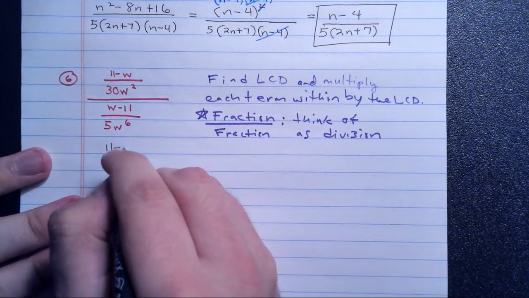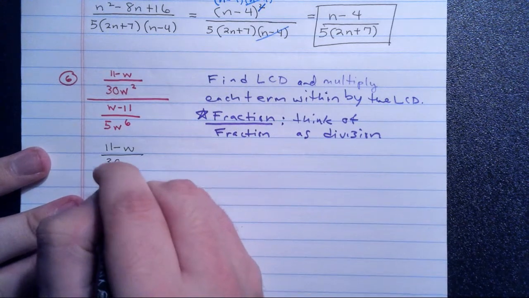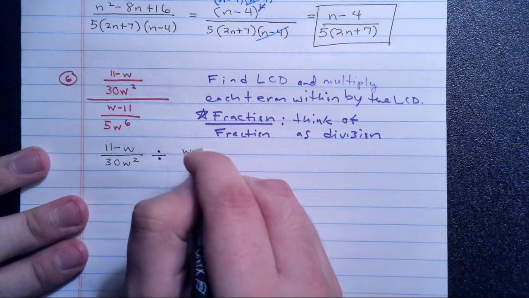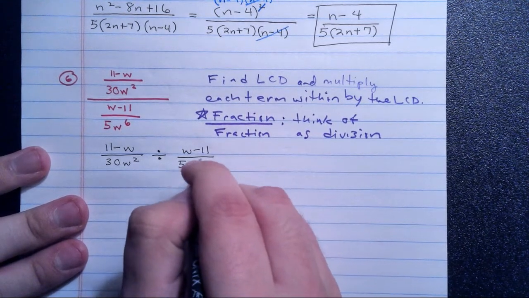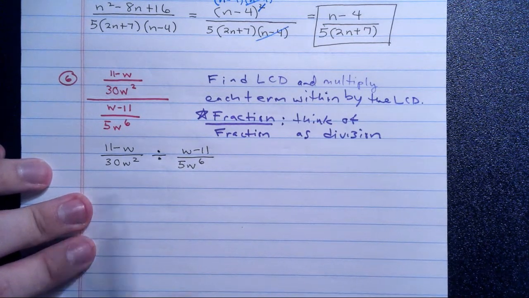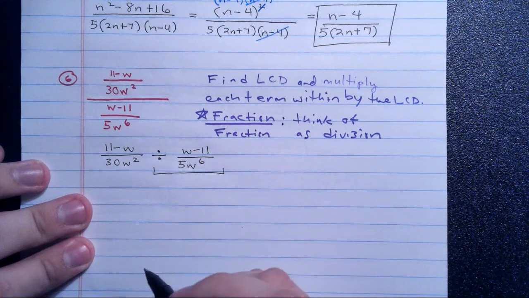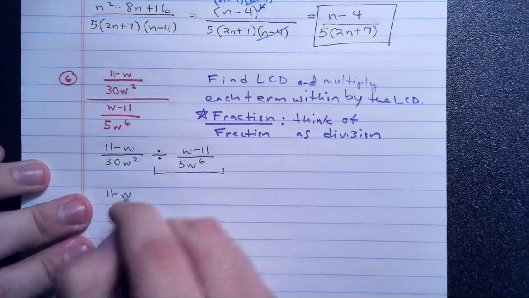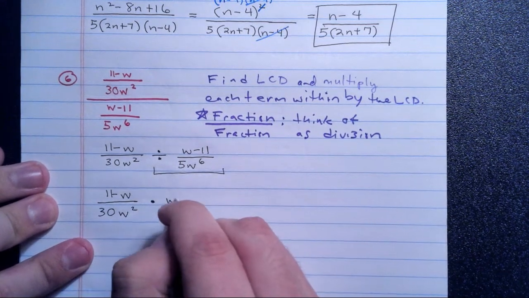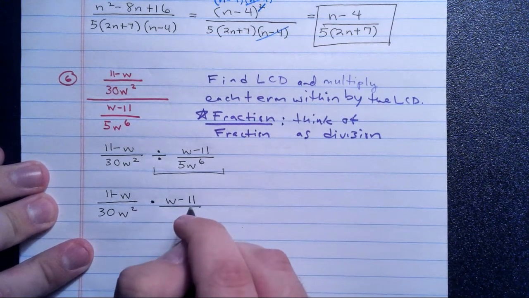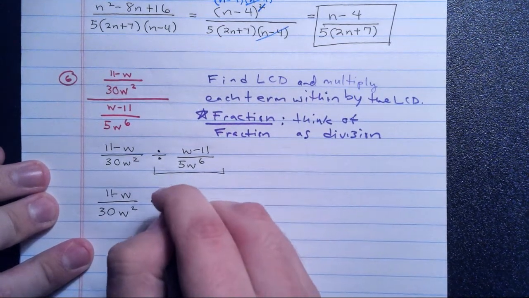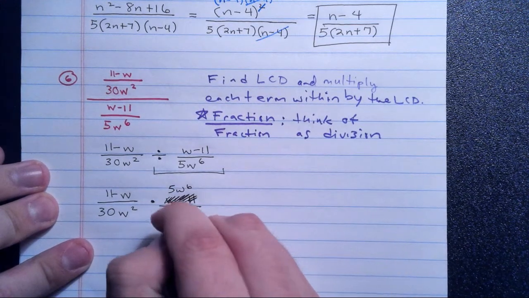All right, so my numerator is 11 minus w over 30w squared. That's my numerator fraction. And that's being divided by the denominator fraction, w minus 11 over 5w to the 6th. Okay, well, what did we talk about? Since this is being divided, I need to use its reciprocal. So I will have 11 minus w over 30w squared times w minus 11. Darn it, I meant to reciprocate that. Times 5w to the 6th over w minus 11.